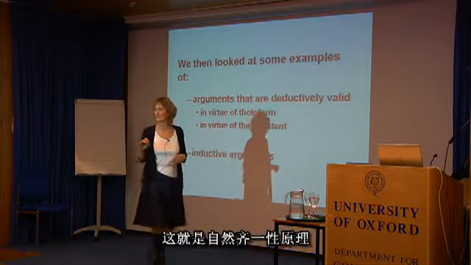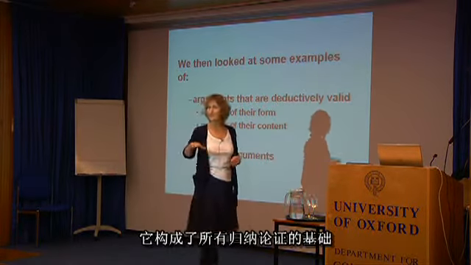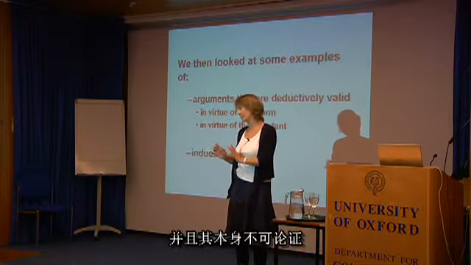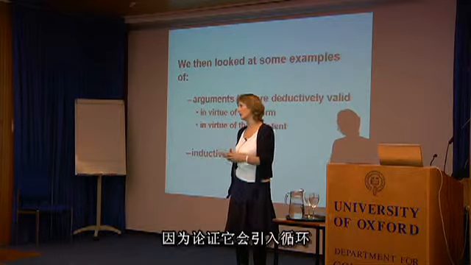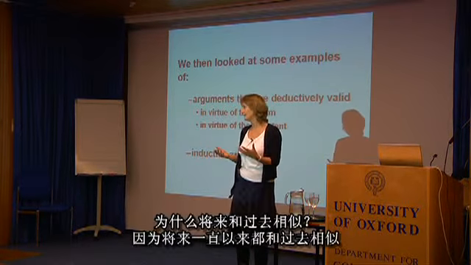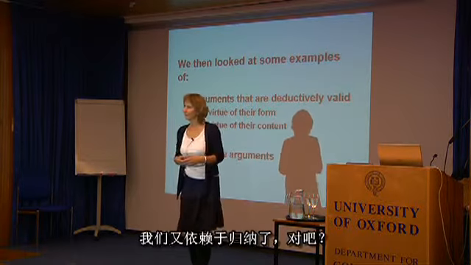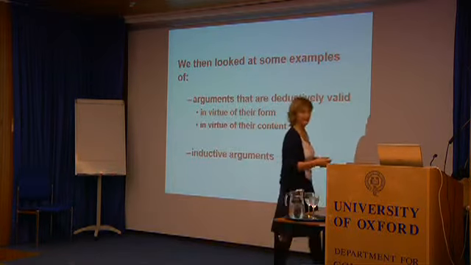That's the principle of the uniformity of nature, which underlies every inductive argument and which can't itself be argued for, because arguing for it takes us in a circle. Why is the future like the past? Because it always has been. Well, again, we're relying on induction, aren't we?